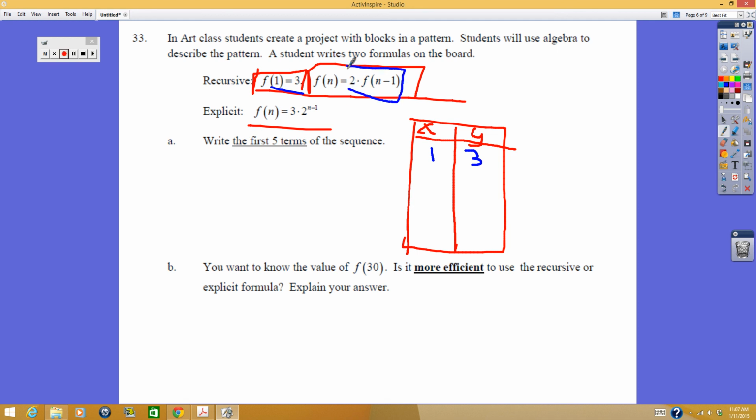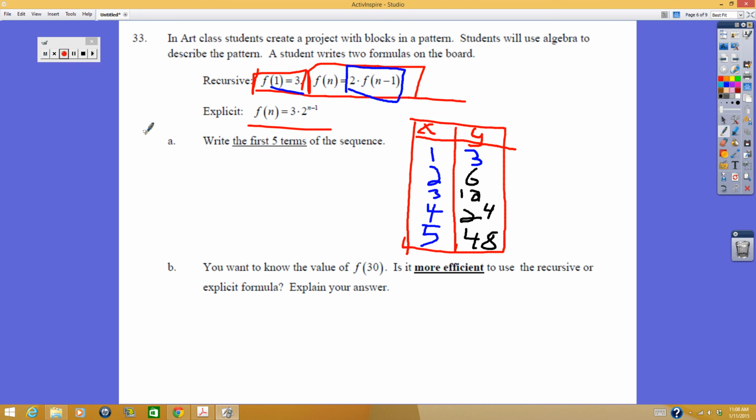In this recursive formula, they tell you that you're multiplying by 2. So the x values just keep going up. That doesn't change. And what you're going to do is just multiply by 2 for each of these steps. 3 times 2 is 6. 6 times 2 is 12. 12 times 2 is 24. 24 times 2 is 48. Okay? So there is that.